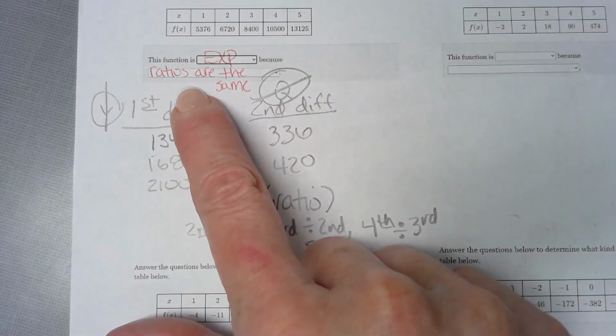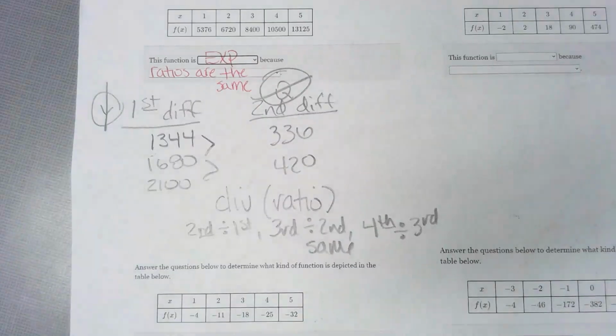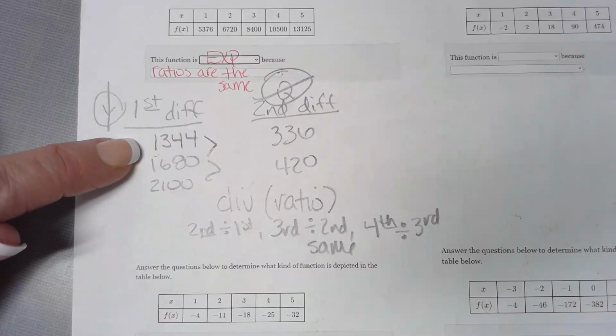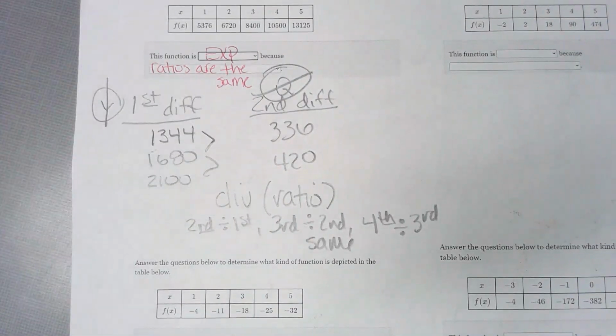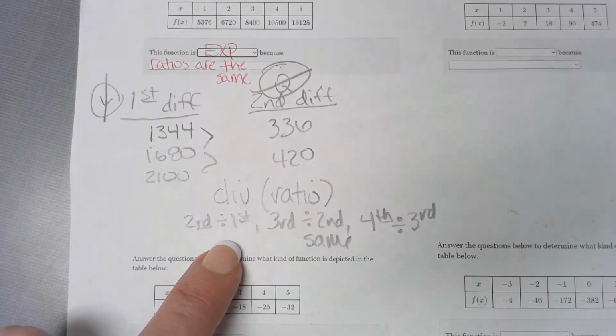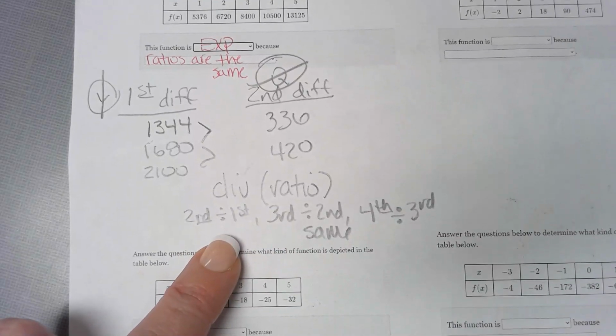Right here, ratios are the same, and it's exponential. And y'all notice, I checked my first difference, it didn't work, so it couldn't be linear. Then I checked the second difference, didn't work, so it can't be quadratic. So then I checked the ratio and it worked, it's exponential. Okay?